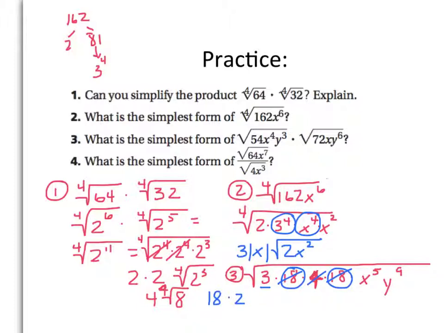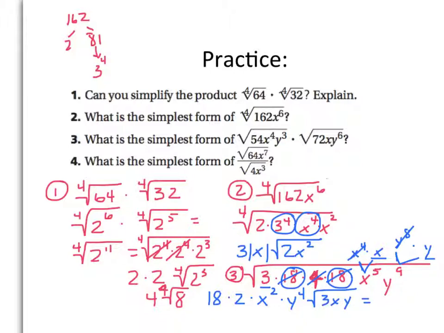X to the 5th, well, there's x to the 4th there, and I can take the square root of x to the 4th. So x to the 5th is x to the 4th times x. I can take the square root of x to the 4th, so x squared can come out, but that x has to stay inside. And y to the 9th I can break up. That'll be y to the 8th times y. And I can take the square root of y to the 8th, so that's y to the 4th, and that y has to stay inside the radical sign. So inside the radical sign I have 3xy left.